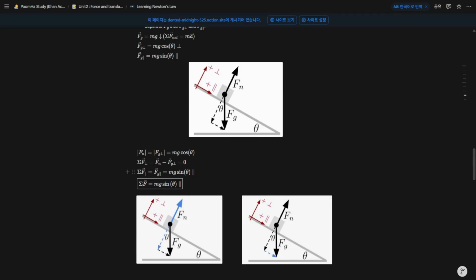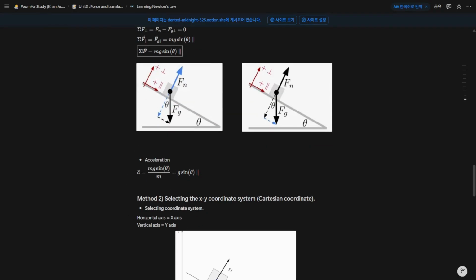The normal force magnitude equals the perpendicular gravity force magnitude, but its direction is opposite, so the perpendicular net force of the box is 0, because the box doesn't move up and down. The parallel net force is the parallel Fg. Therefore, the net force magnitude of the box is mg sine theta, direction parallel in this coordinate system. By Newton's second law, the acceleration's magnitude is g sine theta.